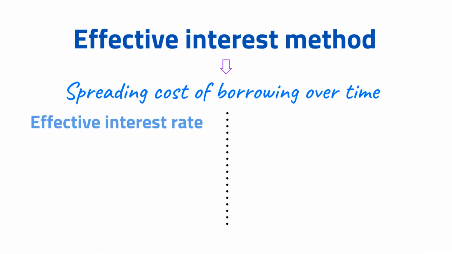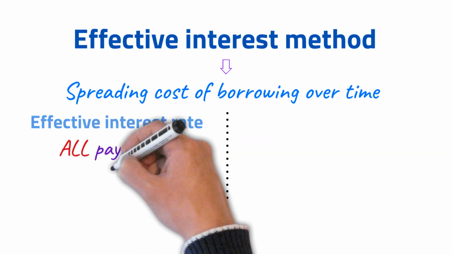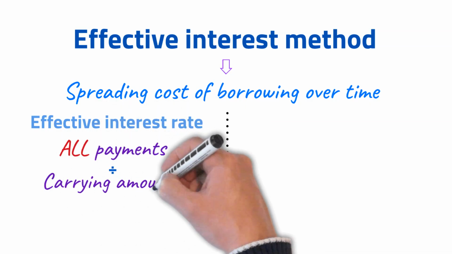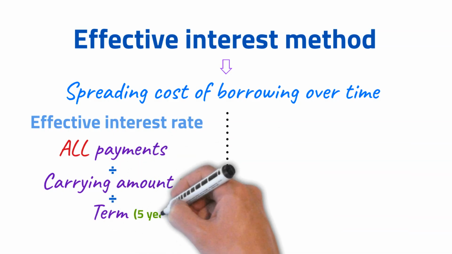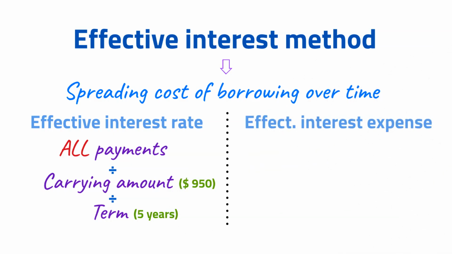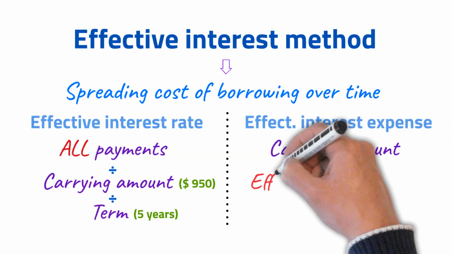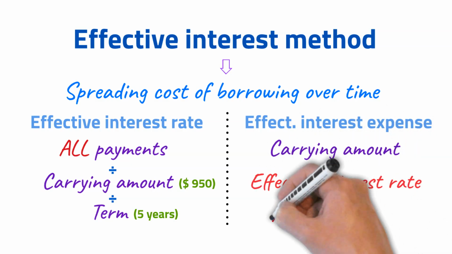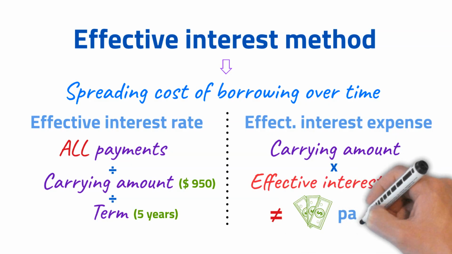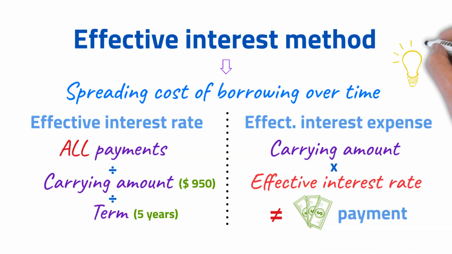To calculate the effective interest rate, you take all payments for the loan over 5 years and divide them by the carrying amount on the balance sheet of $950 and 5 years. To calculate interest expense, you start with the reported amount of the loan after fees and multiply by the effective rate to get interest expense for the period. Actual cash payment for the interest will now be different from the expense, as you have already paid $50 on day 1.